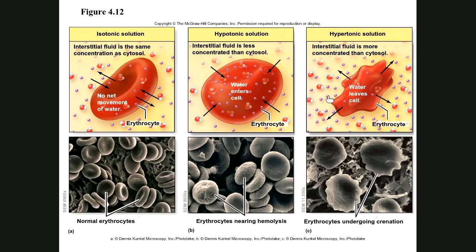In a hypertonic solution, the solution has a higher concentration of solutes, so you can see that there are more purple dots in the solution as opposed to inside of the cell. And as a result of that, cells immersed in a hypertonic solution will lose water. The water is going to leave the cell to the extracellular environment, and as a result of that, the cell is going to shrivel up and go through a process called crenation.